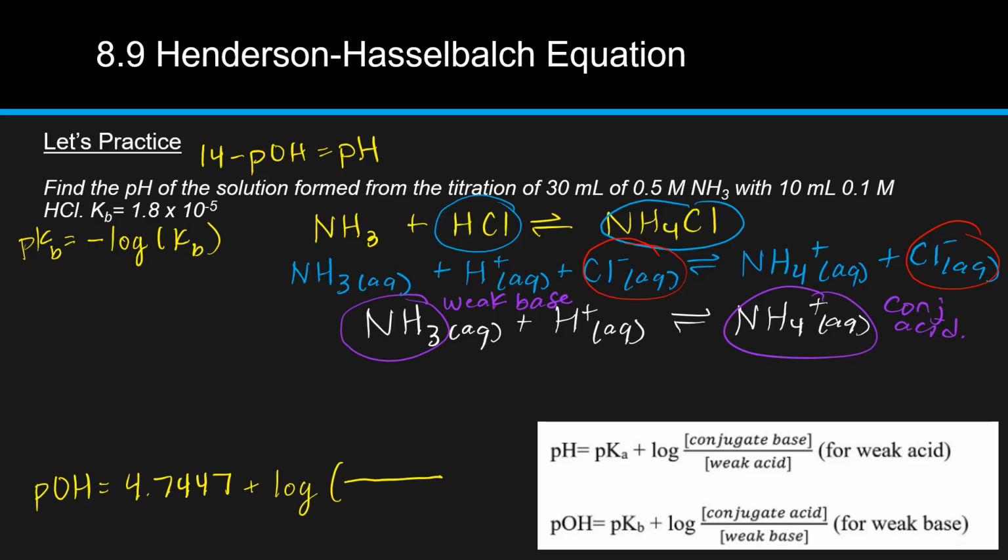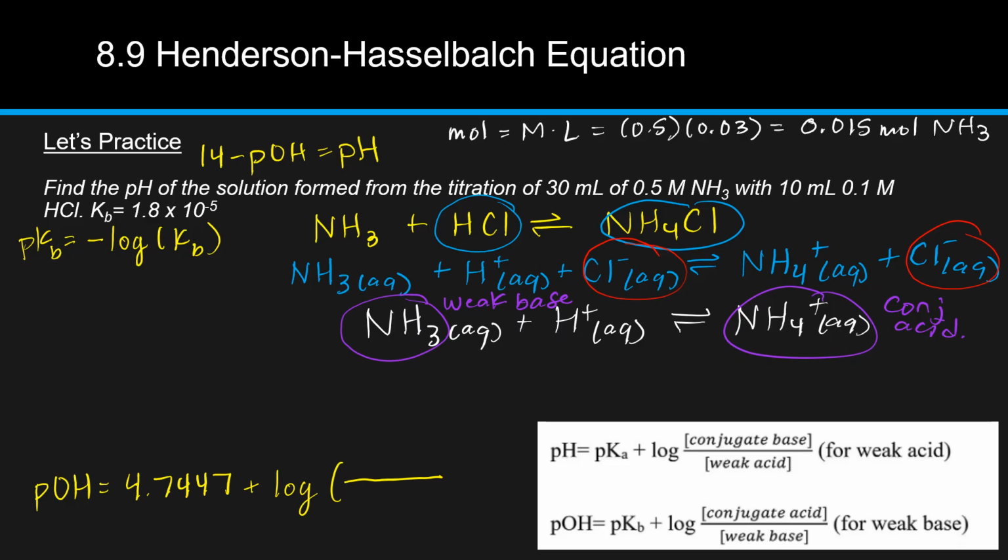So remember, to see how much is neutralized, we need to get the moles of each. Since we are given volume and concentration, we can solve for moles by multiplying our concentration times our volume in liters. So for NH3, we have a concentration of 0.5 and a volume of 0.03 liters. And that gives us 0.015 moles of NH3. And now we need to figure out the moles of H+. We're going to get that from HCl.